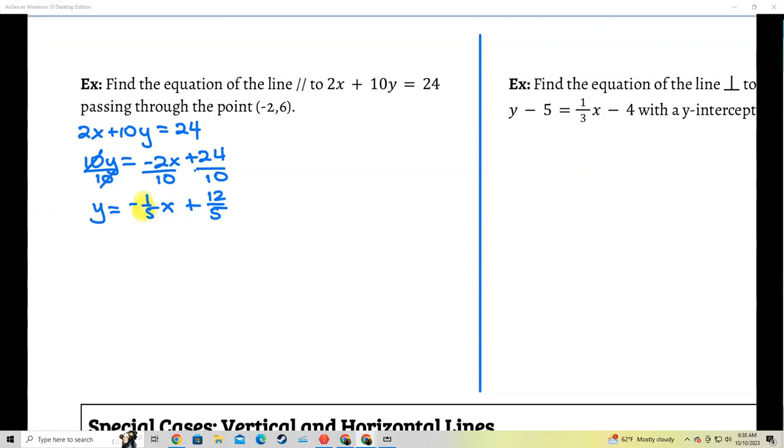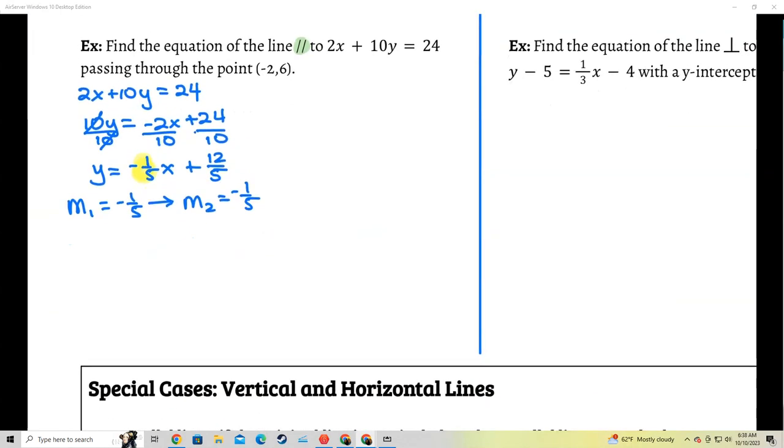And this time I want a parallel line. So what does that tell me? That tells me if my old slope was negative 1/5, then my new slope is negative 1/5. All right, now that I have this, let's go ahead and start our process. I know my new slope is negative 1/5, so when I go y equals mx plus b, this is going to be y equals negative 1/5 x plus b.